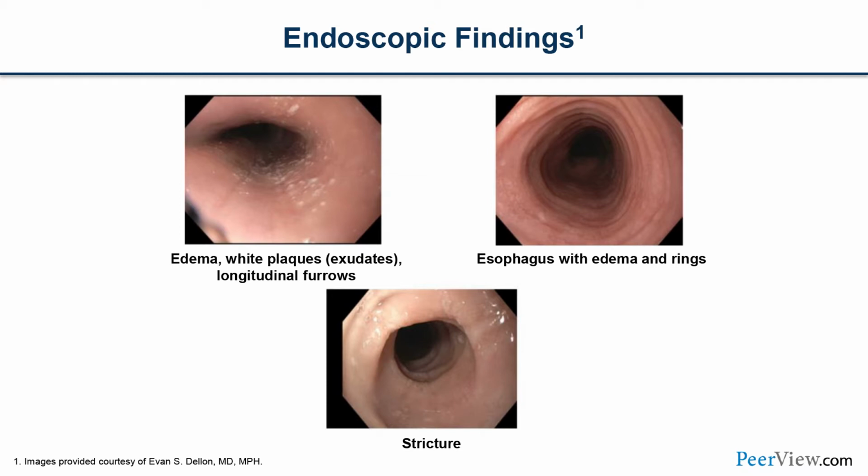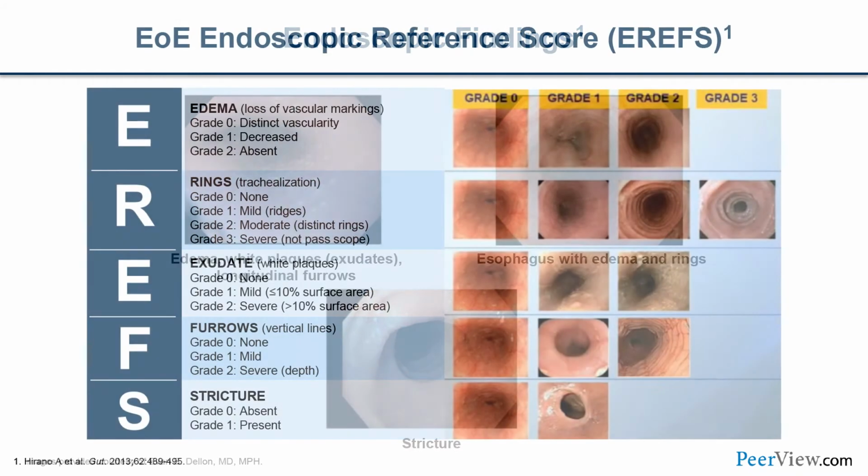This is a picture of a patient with mild esophageal rings. There's also edema here and maybe a little bit of exudates, a subtle furrow. And then, of course, this is a fairly severe stricture here in the proximal part of the esophagus. And then, again, the findings overlap, right? So you can see rings, you can see furrows, you can see exudates, and it's very edematous.